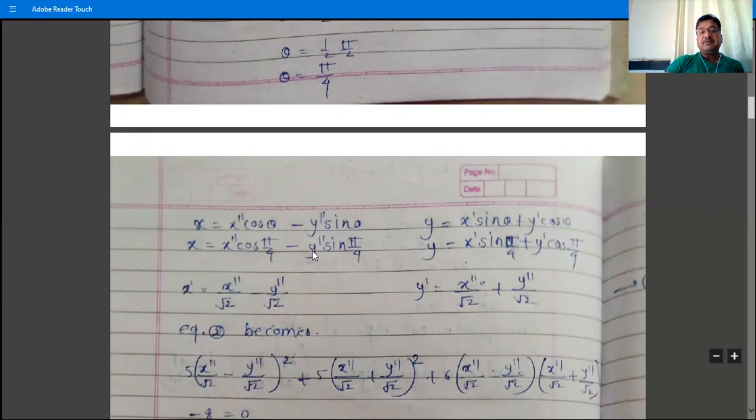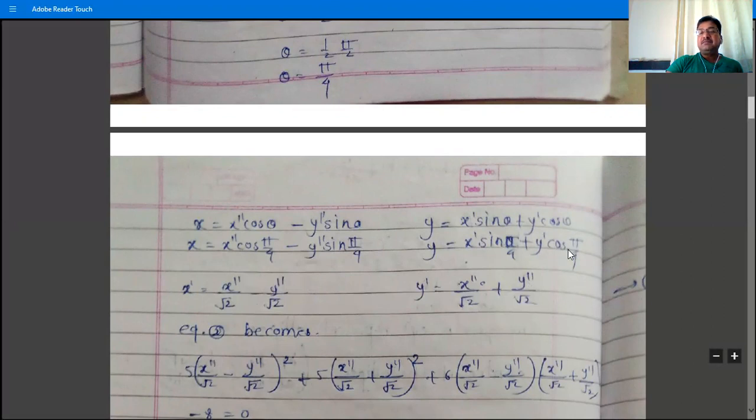So x dash is equal to x double dash cos pi by 4 minus y double dash sin pi by 4, because theta is pi by 4, and y dash is x double dash sin pi by 4 plus y double dash cos pi by 4. And therefore cos pi by 4 is 1 by root 2, sin pi by 4 is also 1 by root 2. And so write those values. So x dash is x double dash divided by root 2 minus y double dash divided by root 2, and y dash is x double dash divided by root 2 plus y double dash divided by root 2.